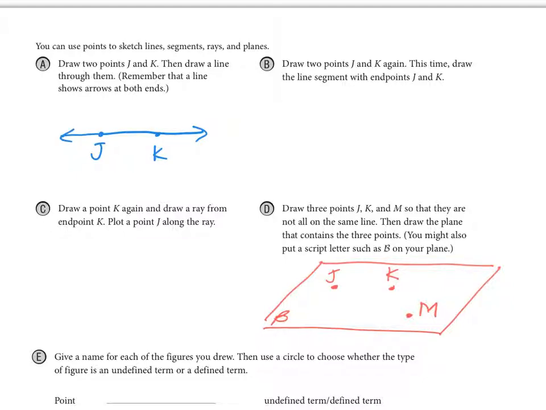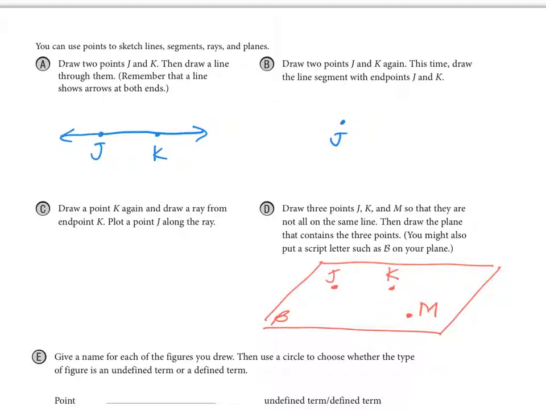And remember that every time it is referring to a line, it's always going to have those arrows. It goes forever. If it wants endpoints, it's not going to call it just a line. It'll call it either a line segment or a ray. In part B, we have J and K again.